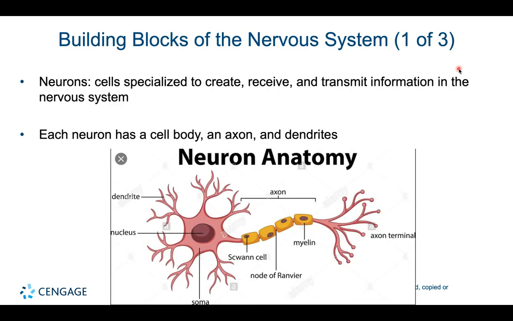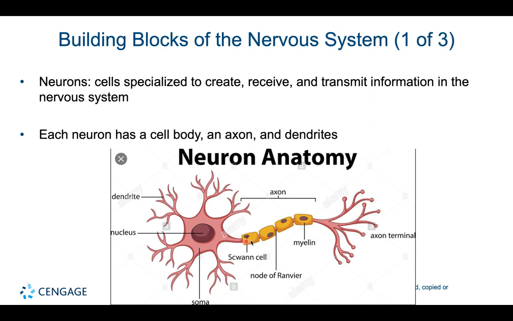So we can't talk about the nervous system unless we talk about its building blocks. Right? What is the nervous system made of? It's made of neurons. There's other stuff in there, but the main functional component of the nervous system is neurons. These are cells that are specialized to create, receive, and transmit information. Each neuron is made up of three major parts. We have the cell body right here where the nucleus is contained. The neuron is no different than any other cell in your body. It has a nucleus.